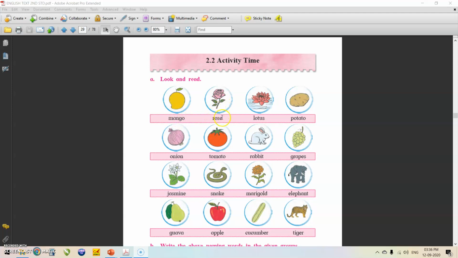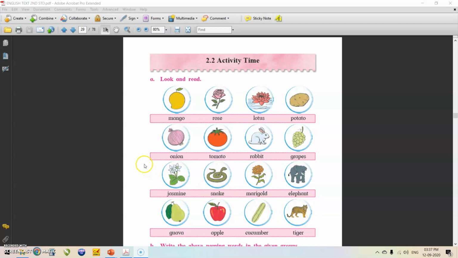Next picture. Yes, rose. Then we have lotus, potato, onion, tomato, rabbit, grapes, jasmine, snake, marigold, elephant, guava, apple, cucumber, and tiger.